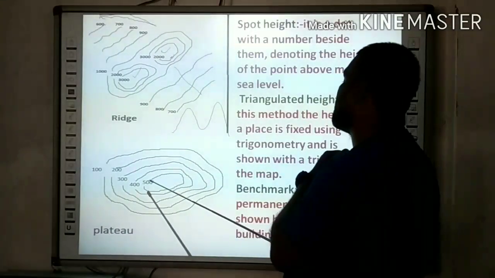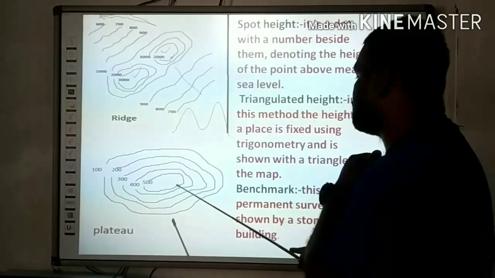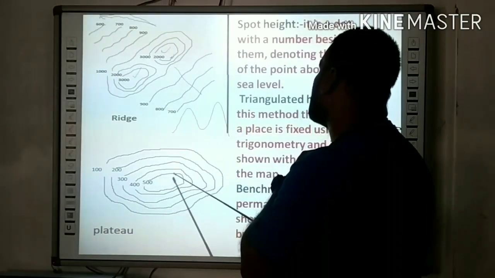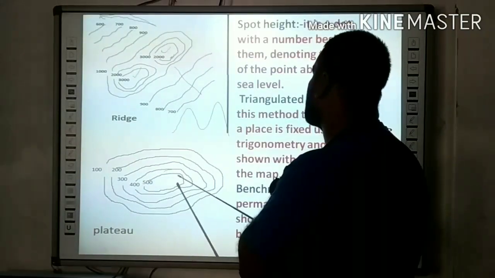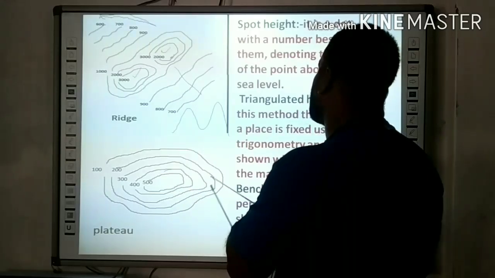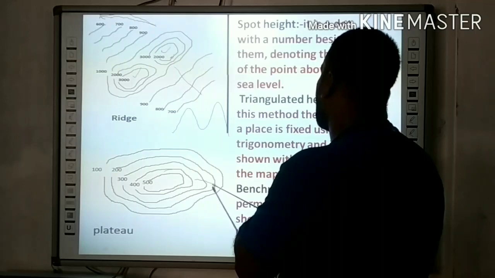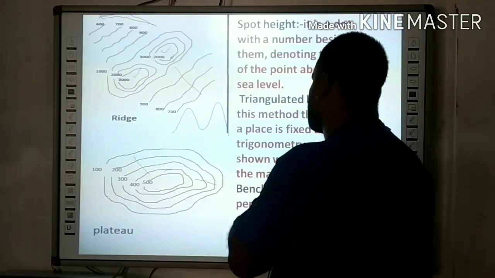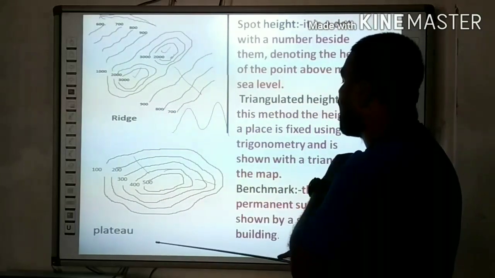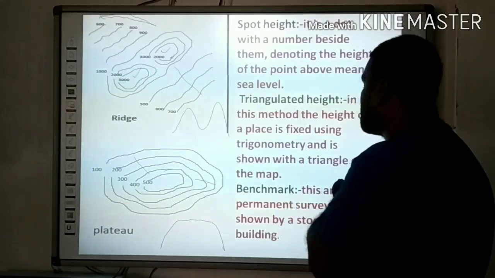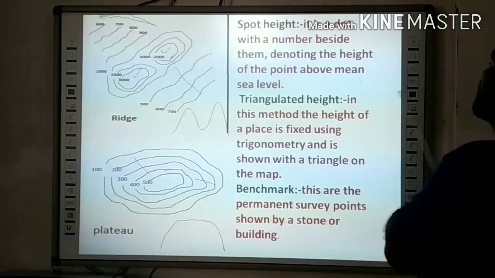Now plateau, it is very easy to identify. In a plateau you will find a rounded top with steep or gentle slope. This is a plateau. How does a plateau look? A plateau looks somehow like this. Next, spot height.